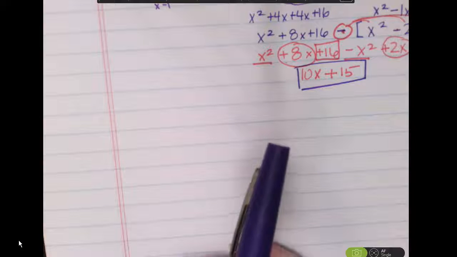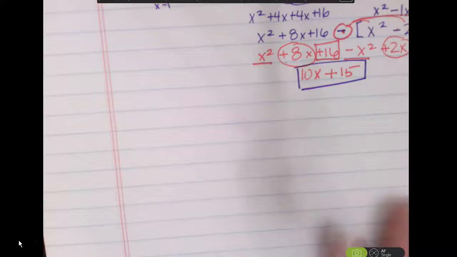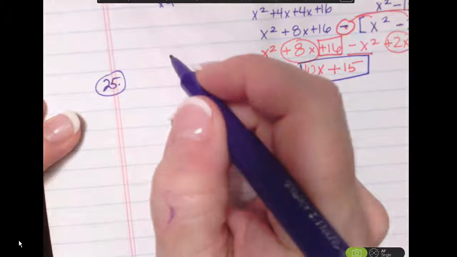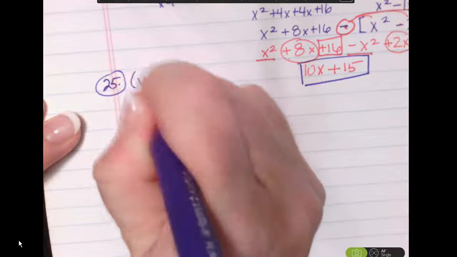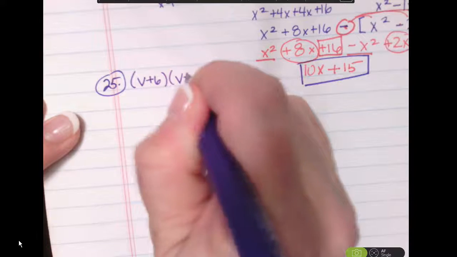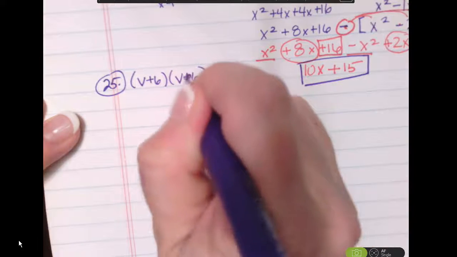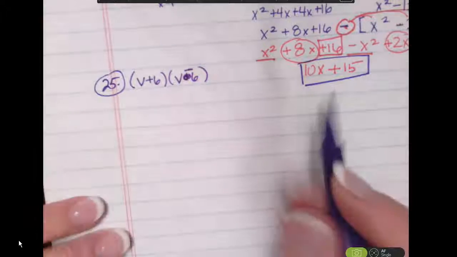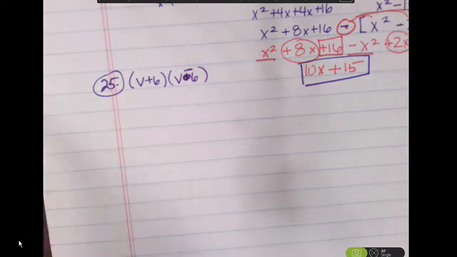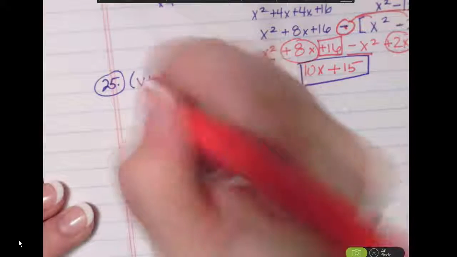Okay, so now I'm going to start on the 25 through 49 section, which is some different patterns. In number 25, we've got v plus 6 and v minus 6. So these guys are going to have a different pattern.